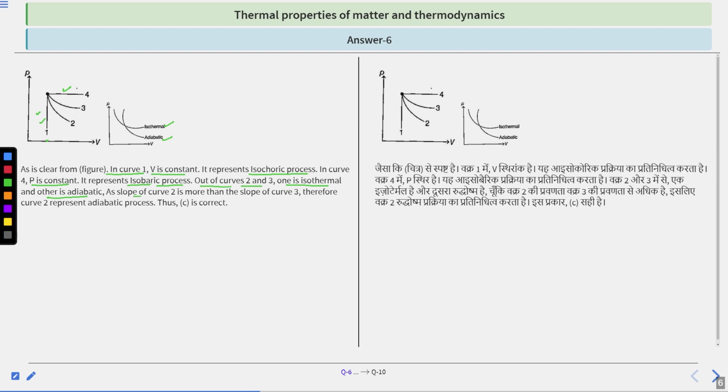The slope of curve second is more than the slope of curve third. Therefore, curve second represents the adiabatic process, and curve third represents the isothermal process. So the correct answer is C. Option C is correct, meaning the second curve represents the adiabatic process asked in this question. Clear?